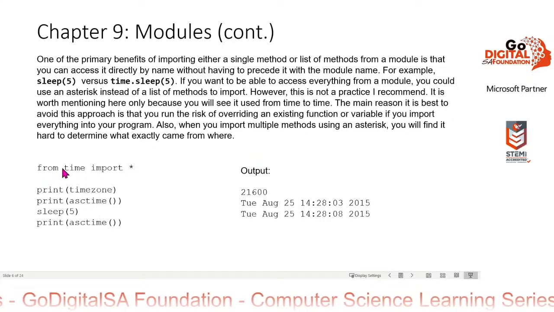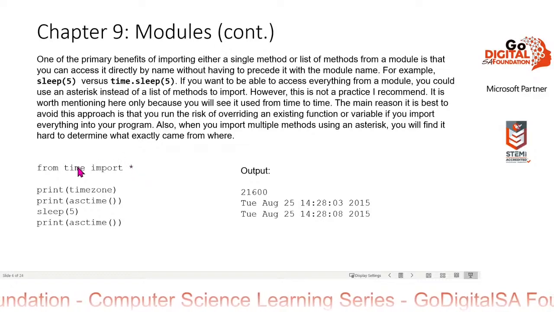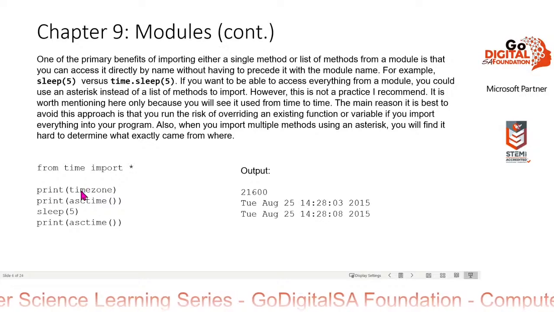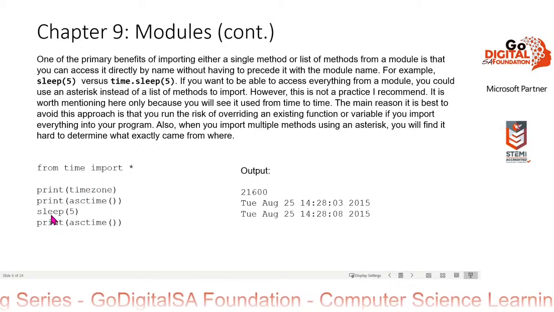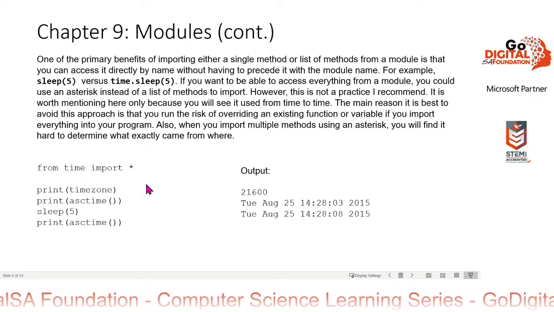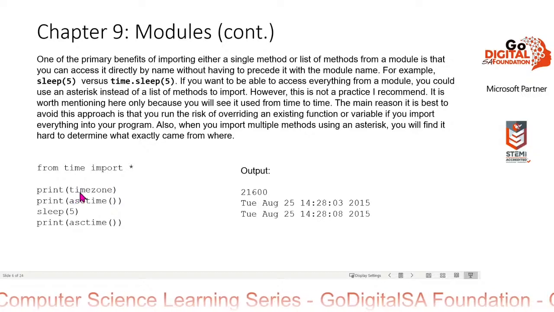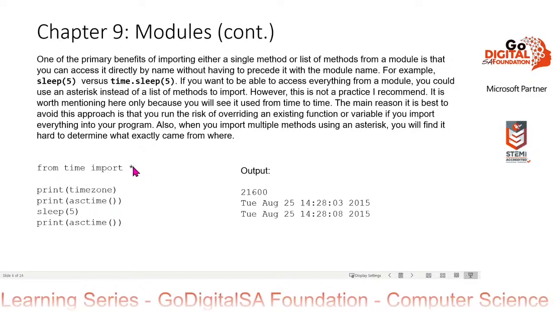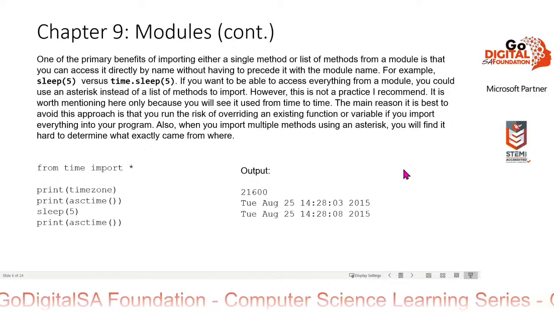Okay, so we can say from time import asterisk, which means we import all the methods from the time module. And now we can use those methods directly, like saying print timezone, print asctime, sleep(5), print asctime. But the problem is if you're importing from lots of different modules, you start to get confused about where each of the methods comes from. So using the asterisk is not a good idea, but you will see it used from time to time.